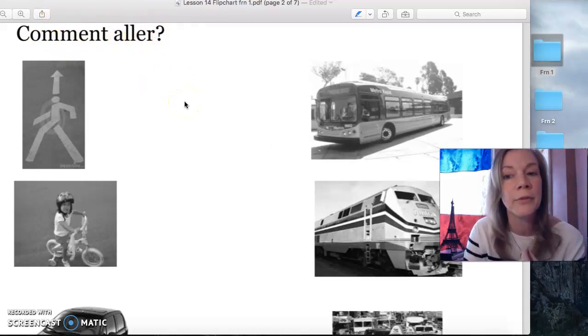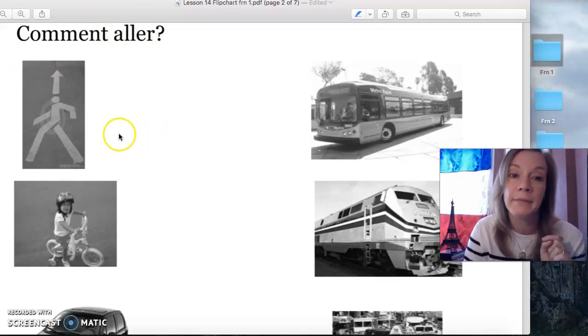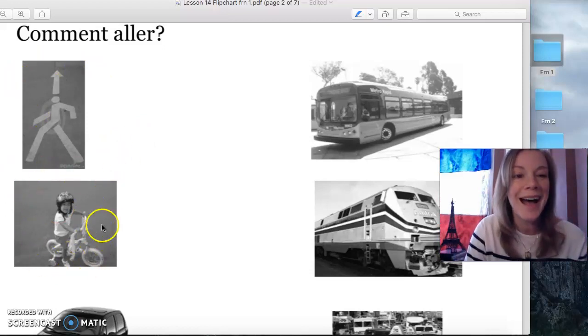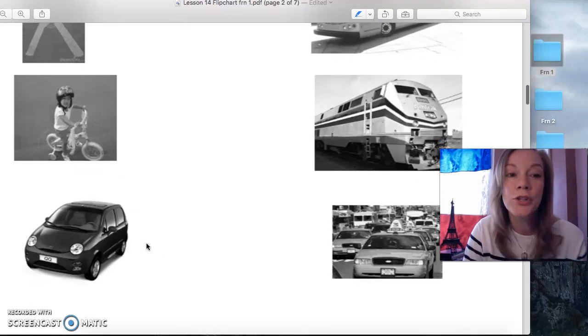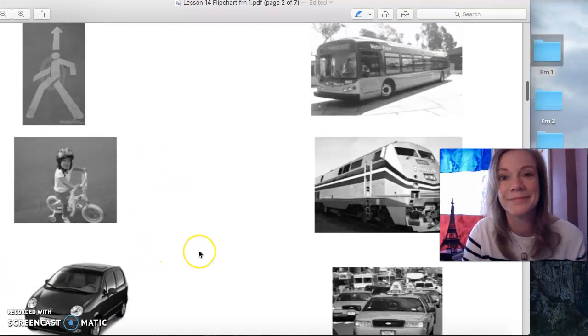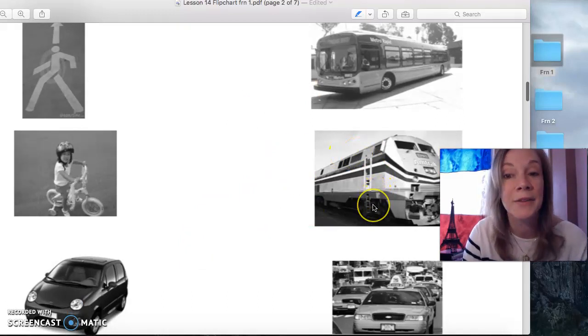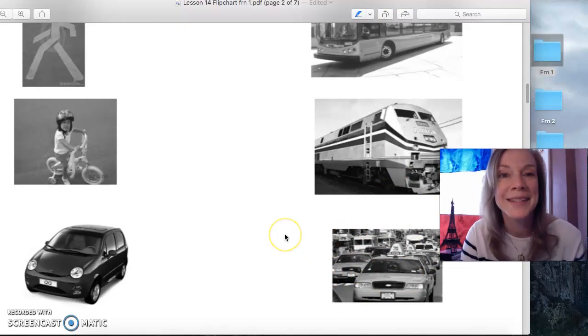So here are a few different ways you can go places. Je vais à pied, on foot, à pied. Je vais à vélo, on a bike. Je vais en voiture, in a car. Je vais en bus, on a bus. Je vais en train, on the train. Et je vais en taxi, in a taxi.